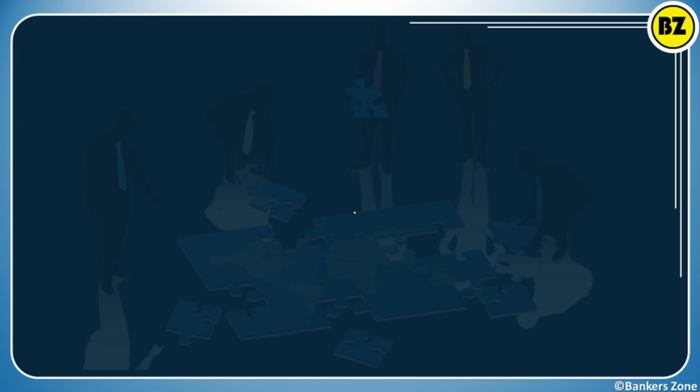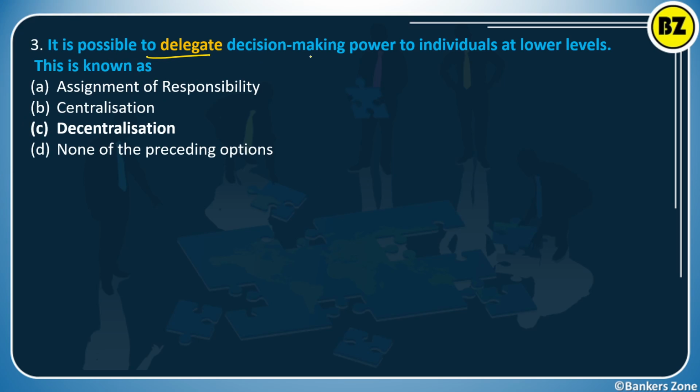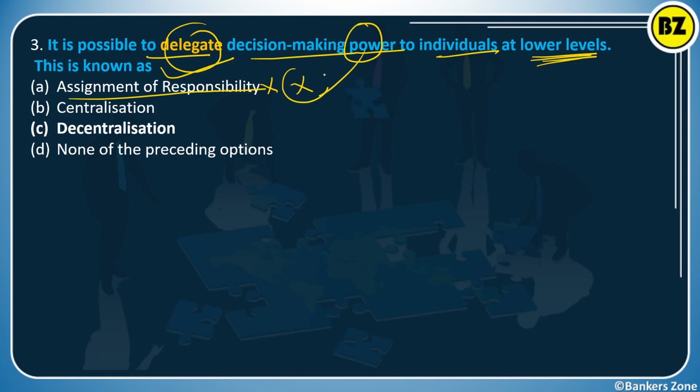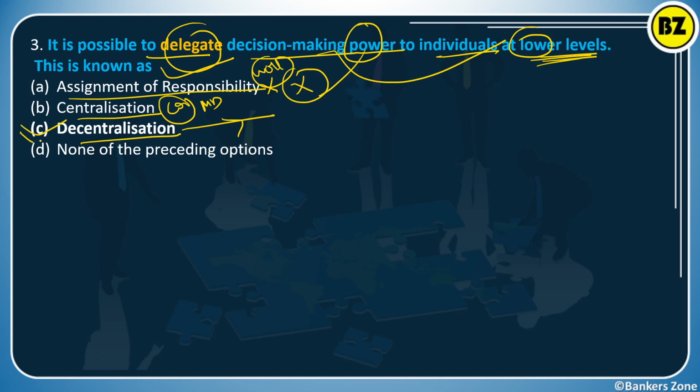Next, it is possible to delegate the decision-making power to individuals at a lower level. I mean, you are delegating your power or authority at a lower level. This is called assigning of responsibility. You are giving power, you are not giving responsibility. Assigning of responsibility is a part of work delegation. Centralization means concentration of the power in the MD, right? Decentralization means division of the power. So you are giving power to a lower level, it is a part of decentralization.